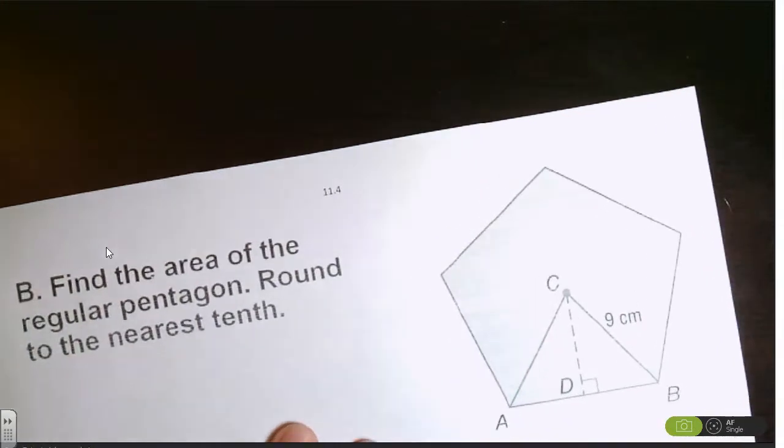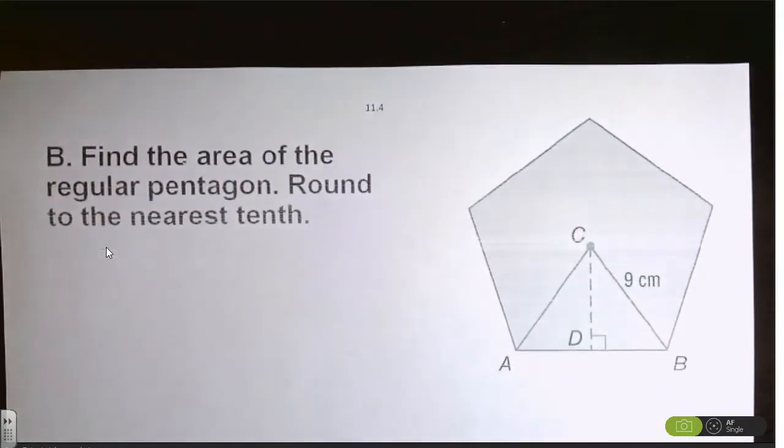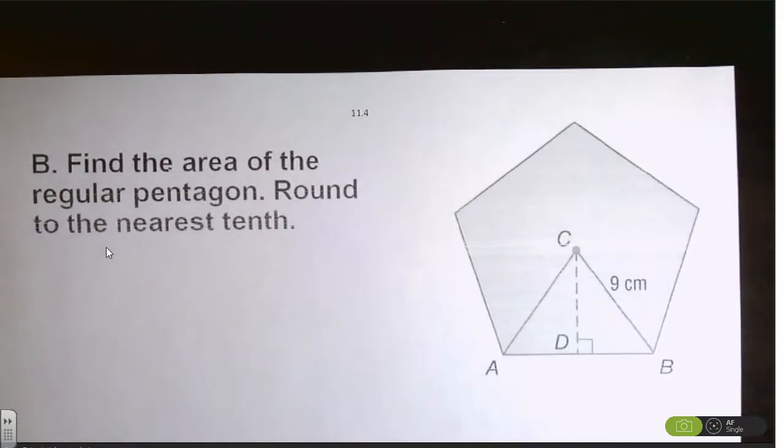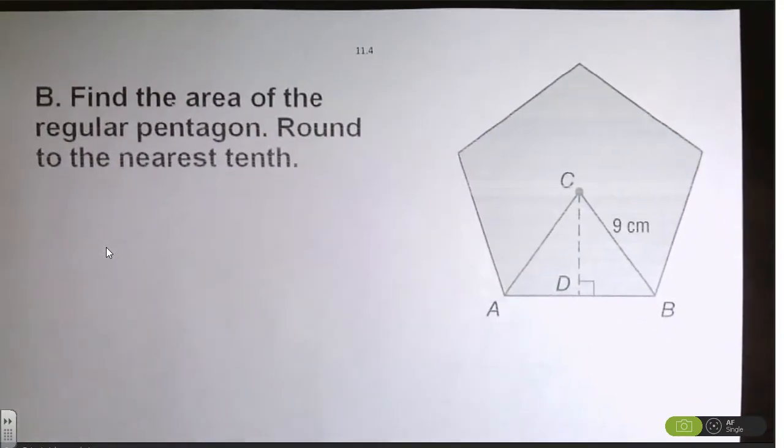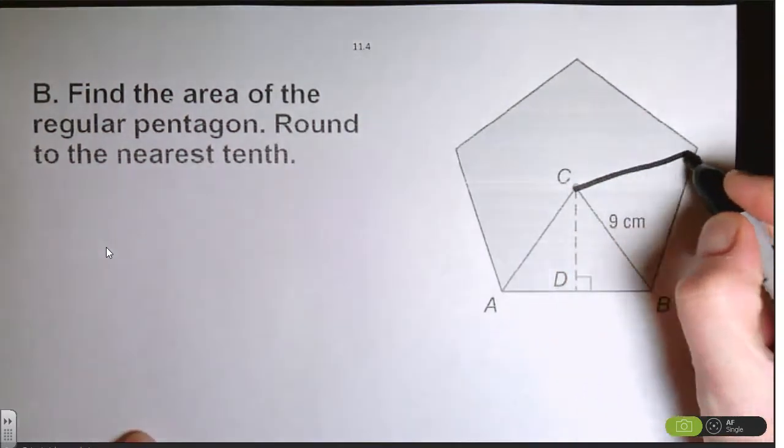The next example is find the area of a regular pentagon. And we're going to round to the nearest tenth. Now this one has quite a bit more work to it. First, I will create the triangles.